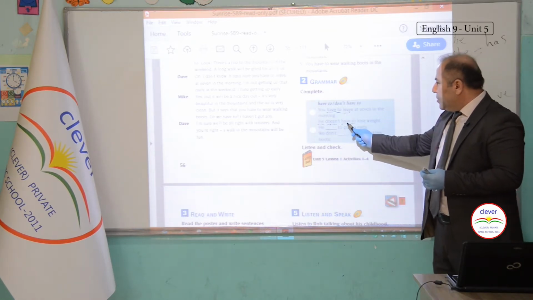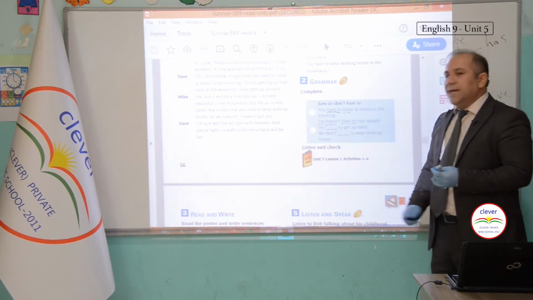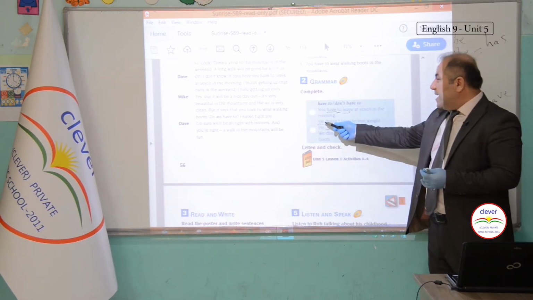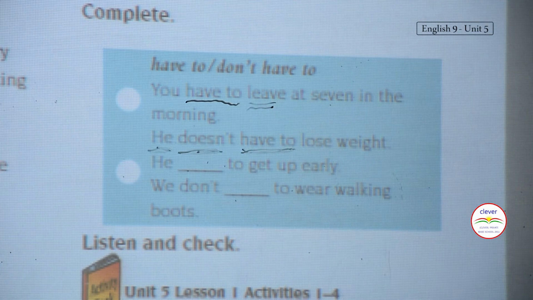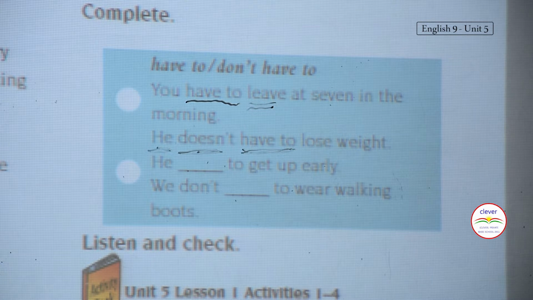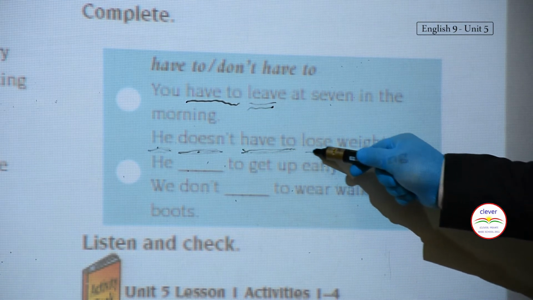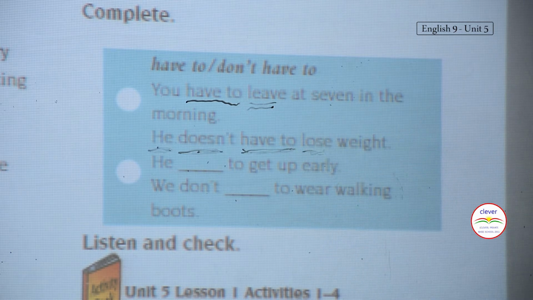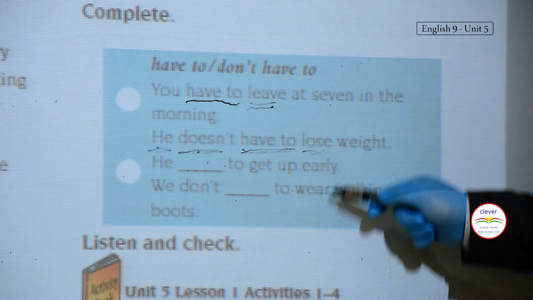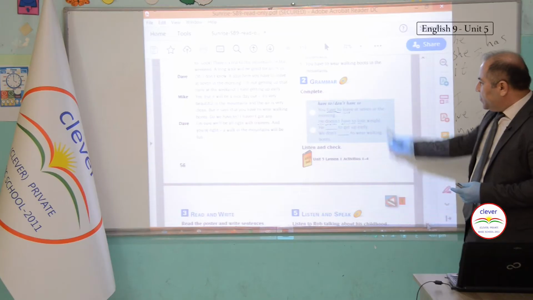Good. Teacher, why? This is the question maybe. Why do we use have to instead of has to? Because we have he. No, we cannot use has to because we have does. That's why we use have to. After have to, we have base, lose. Okay? Let me say it again: He doesn't have to lose weight. This is the second example that we have here.